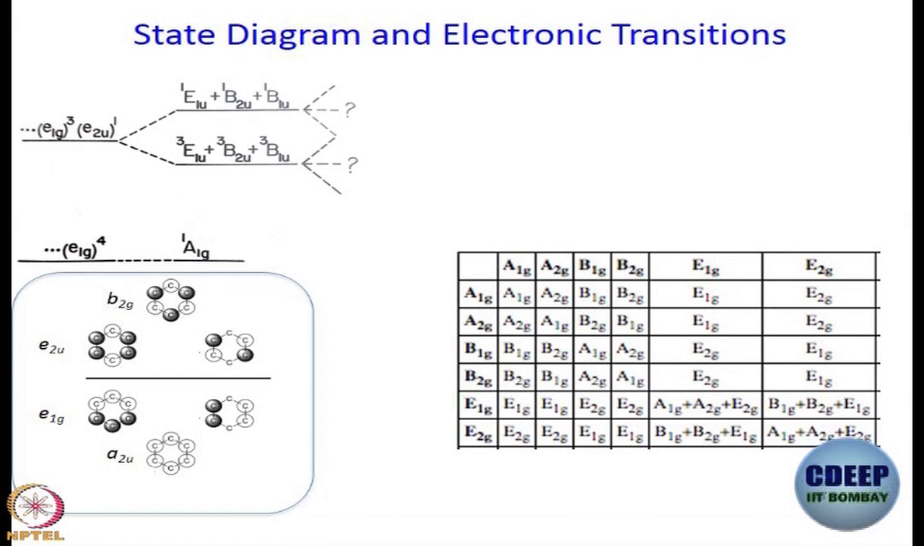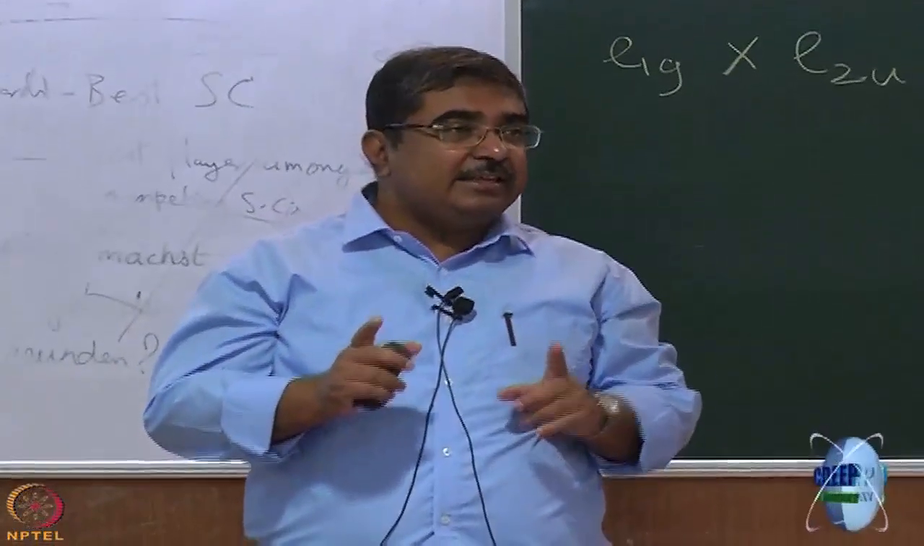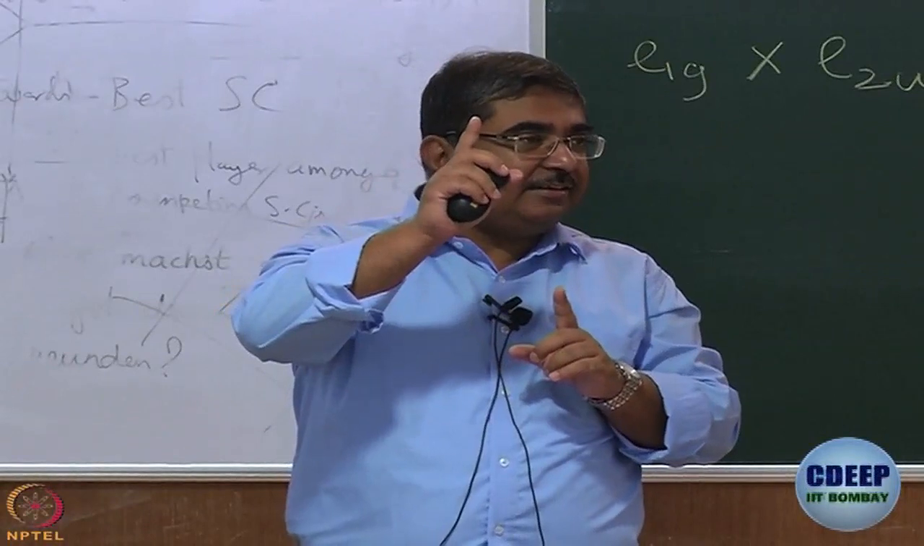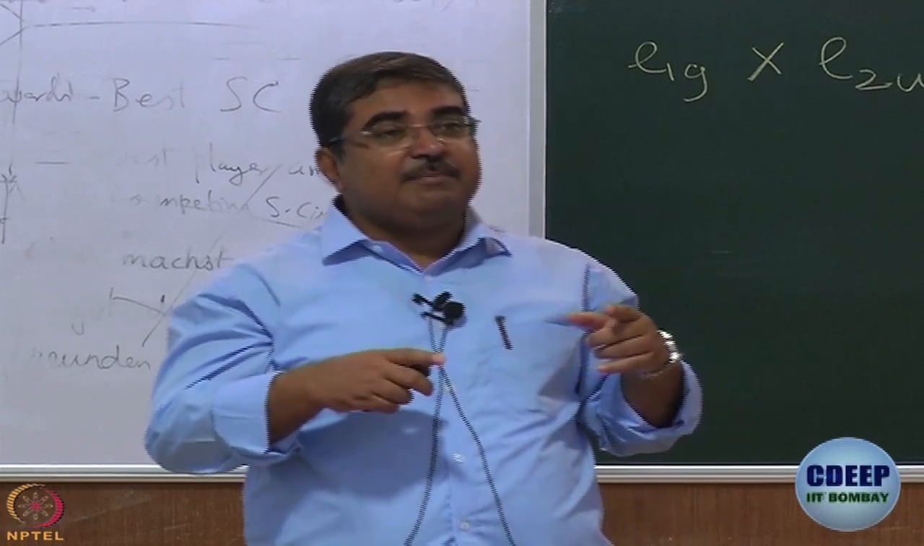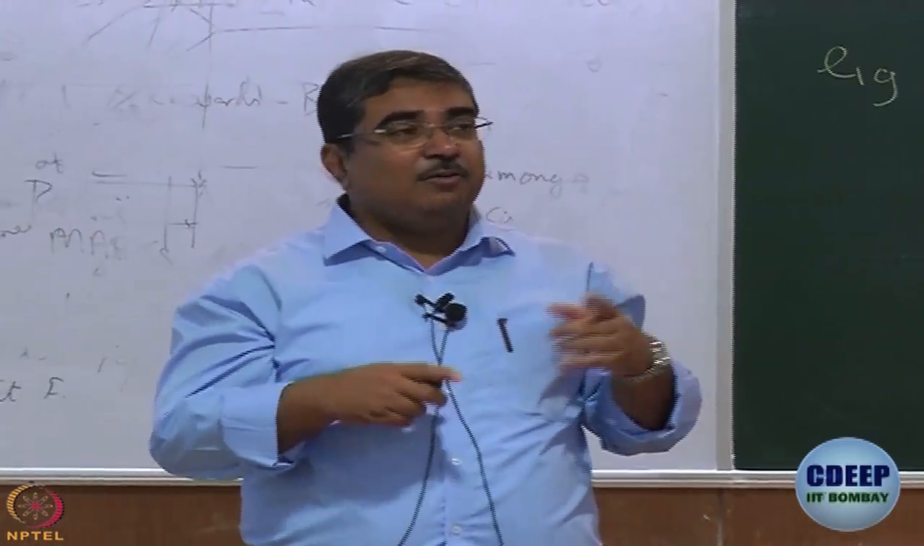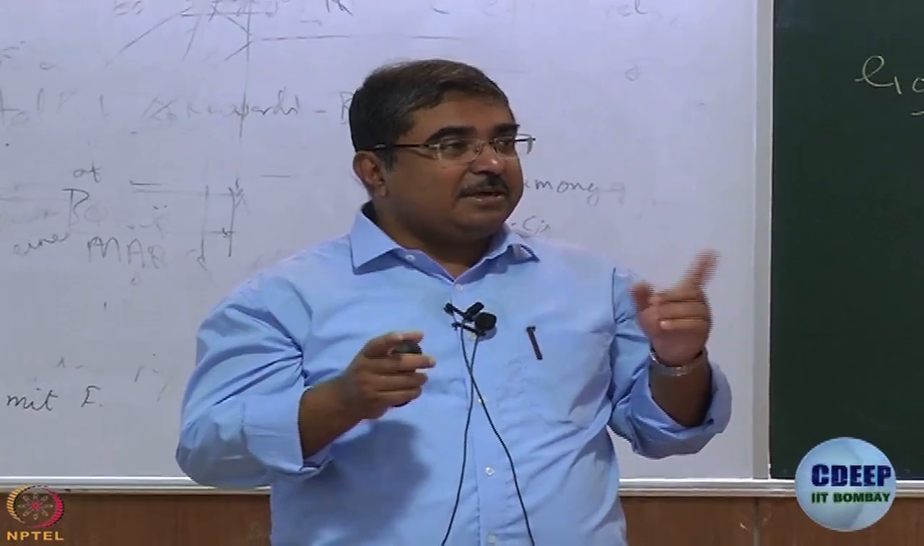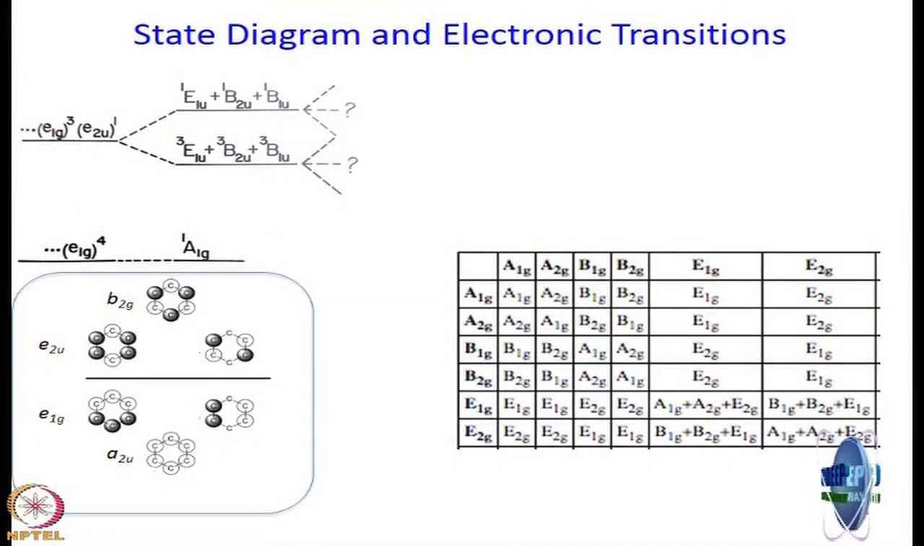And I can have singlet as well as triplet. Now, the 2 electrons that are there in singly occupied orbitals, they are in orbitals of different energies. If the 2 electrons were in orbitals with the same energy, then you would be restricted by the Pauli principle. Not all wave functions would be allowed. But now, 1 electron is in E1G, 1 electron is in E2U. So, I can take combinations that are singlet, I can take combinations that are triplet. So, you will end up getting all these states, singlet and triplet, E1U, B2U, B1U.